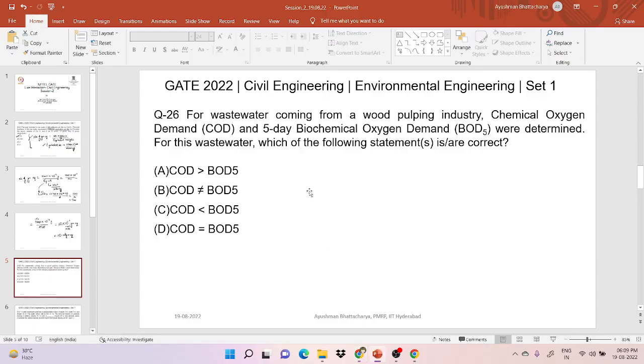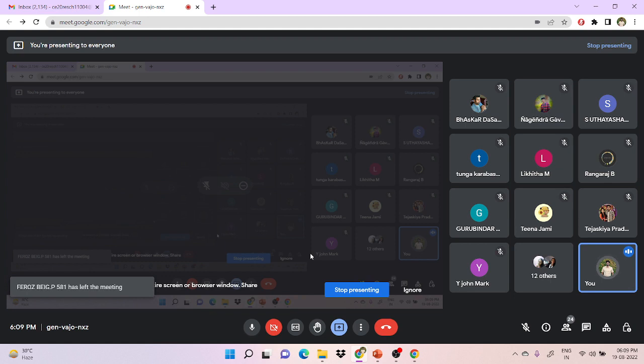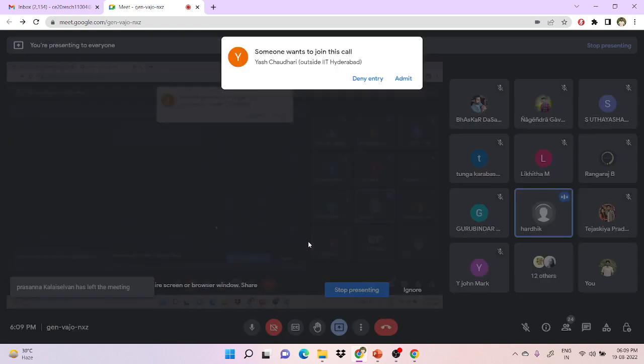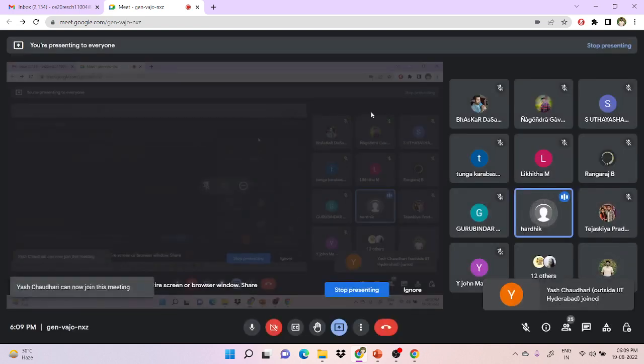So before solving this question, we should first know what is BOD and what is COD. Can anyone of you tell me what is BOD and COD? BOD is the oxygen demand of organic matter, and COD is the oxygen demand of organic matter and also some non-biodegradable organic matter. Okay, correct. So obviously COD will be greater than or equal to BOD.